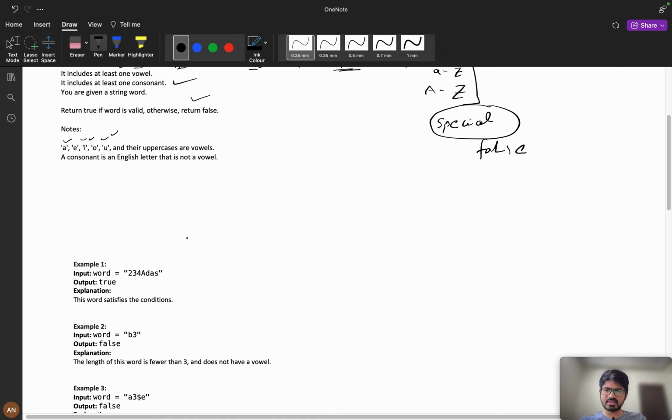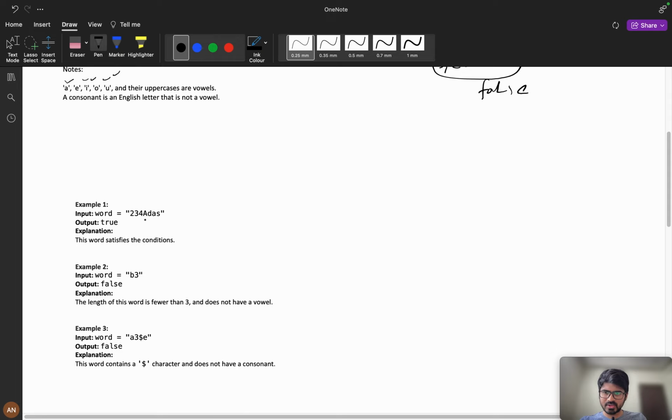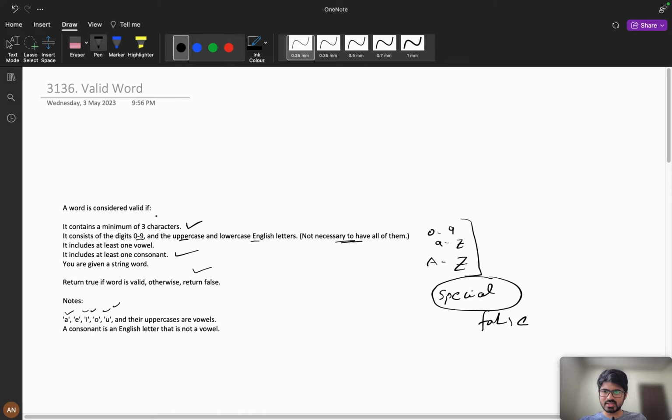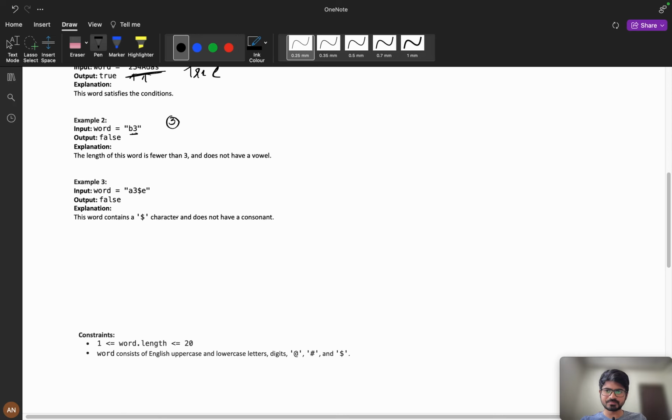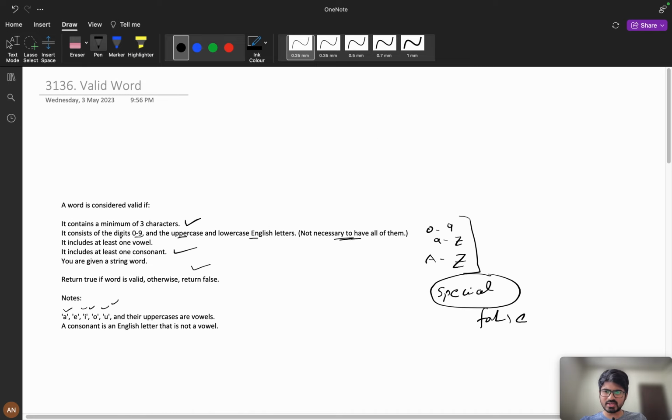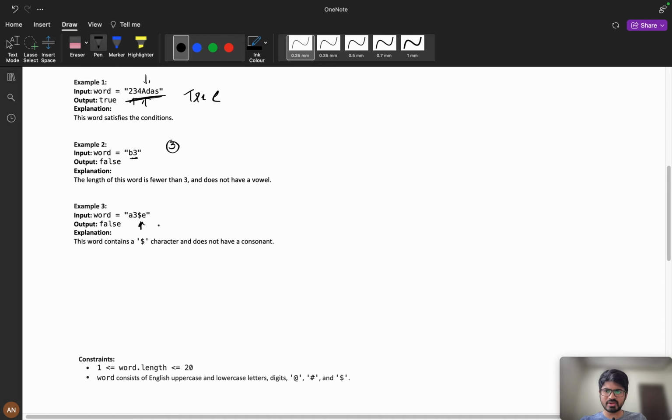Now let's understand this example. Suppose you are given this. In this I have a vowel and one consonant and I have digits. I don't care about digits. So this is a valid string and I don't have any special characters. Now let's see B3. My length is less than 3, so it is directly false, because the minimum length should be 3. Now let's understand A3$E. This dollar is a special character, and he mentioned that it consists of only digits, uppercase and lowercase letters. So if you have special characters, I will return false.